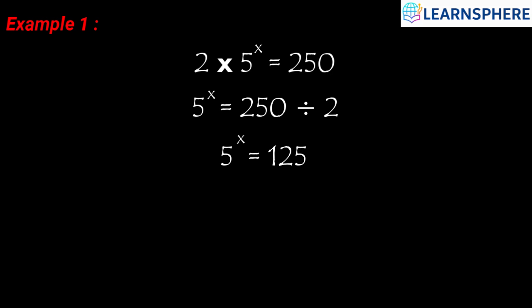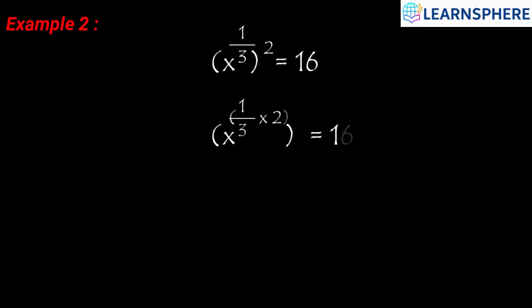Next, as we can see that on the left-hand side, the base is 5, we have to have the base of 5 also on the right-hand side, and 125 can be converted into 5 to the power of 3. Therefore, we will have 5 to the power of x equals 5 to the power of 3. Now, as we have the same base, we can then equate both the powers together, and we will get x equals 3 as our answer.